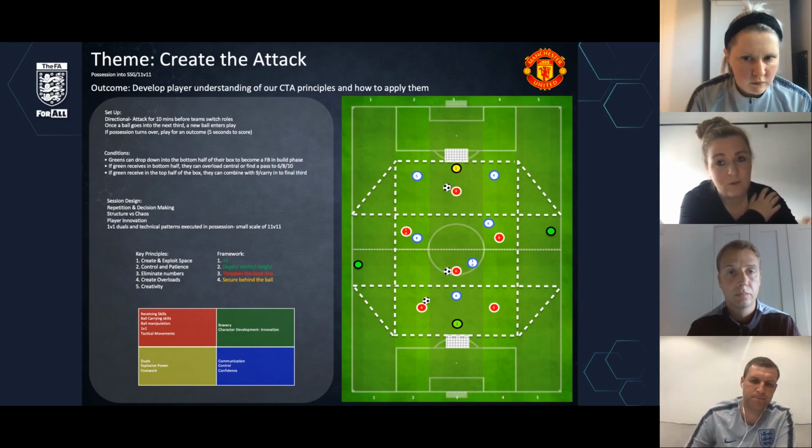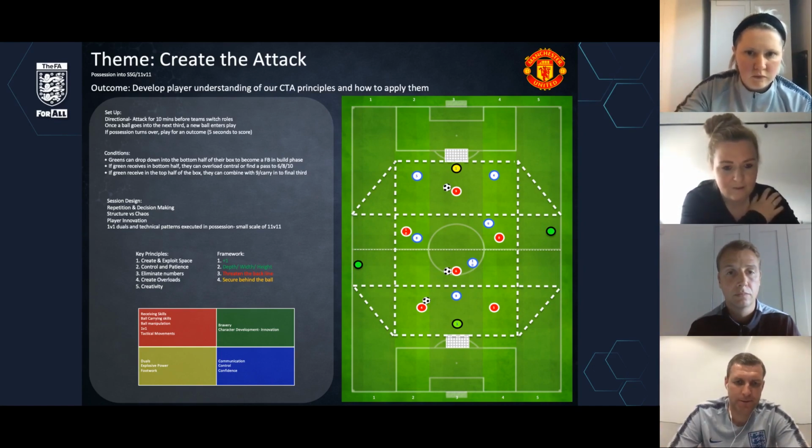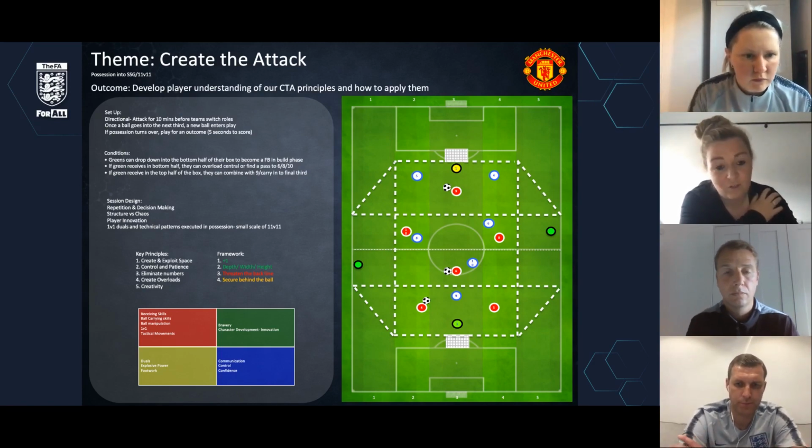And I think when you then go into a big area, if they're clear with their movement and they can identify and exploit the space, you can start to see now, are they good at the game, or have you just taught them to be good at your practice? Because I think that's sometimes the case as well.